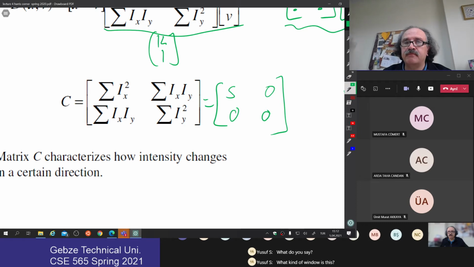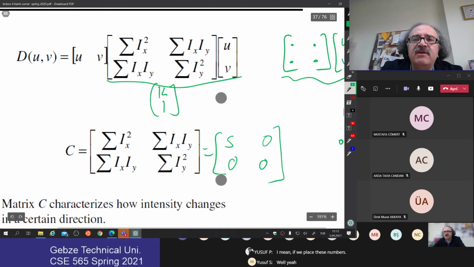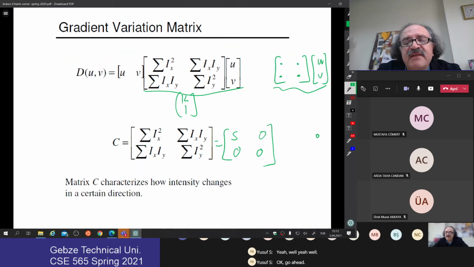This corresponds to an ellipse equation, right? I mean, if we place these numbers. Well, yeah, okay, go ahead. I was asking about the image. What kind of image would produce such a matrix? I thought I could come up with the equation, but no. Let's talk about the equation later. Let's try to answer my question. What kind of image is this?